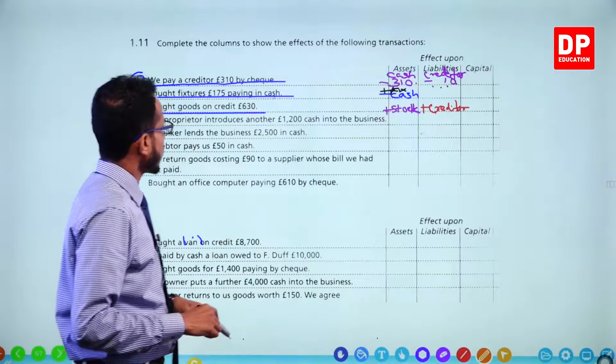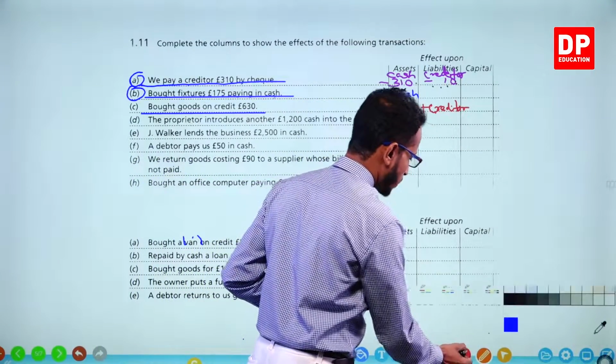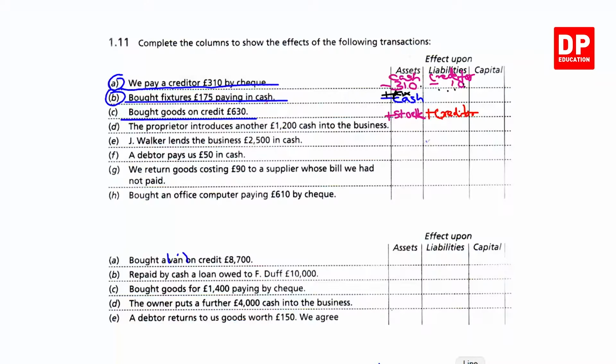Next one, the proprietor introduces another 1,200 as cash.